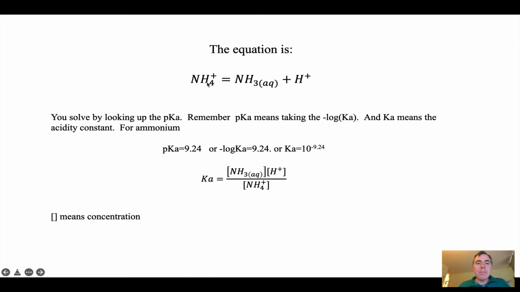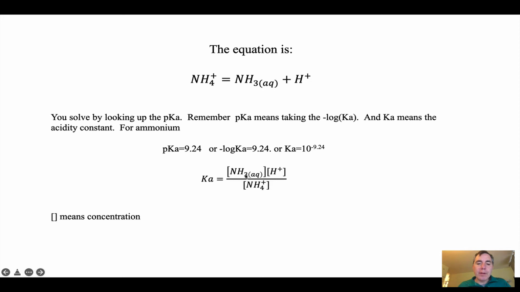And so the equation is ammonium equals ammonia plus H plus, and you solve this by looking up the pKa. The pKa means the minus log of the acidity constant, and Ka is the acidity constant. So pKa is equal to 9.24, or minus the log of Ka equals 9.24, or Ka equals 10 to the minus 9.24.